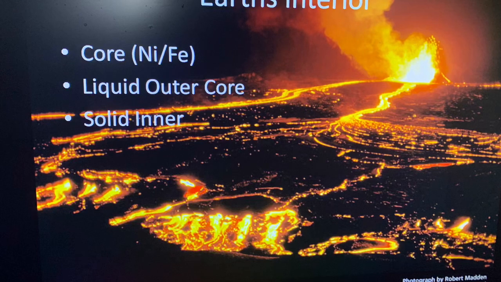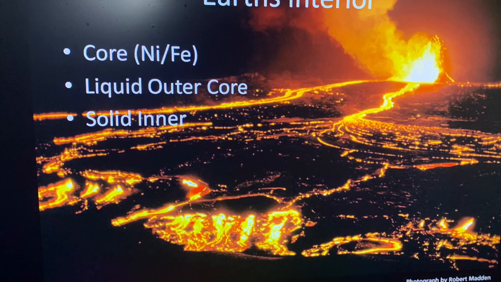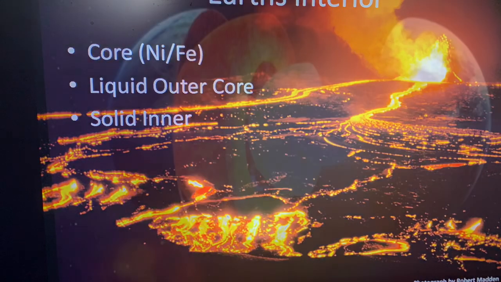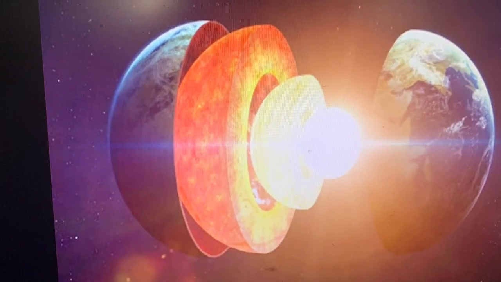The final layer that we're going to talk about is the core. Now, the core of the Earth is made up of nickel and iron, but there are two cores. There is the liquid outer core and the solid inner core. You can actually see both of them in the picture in front of you.